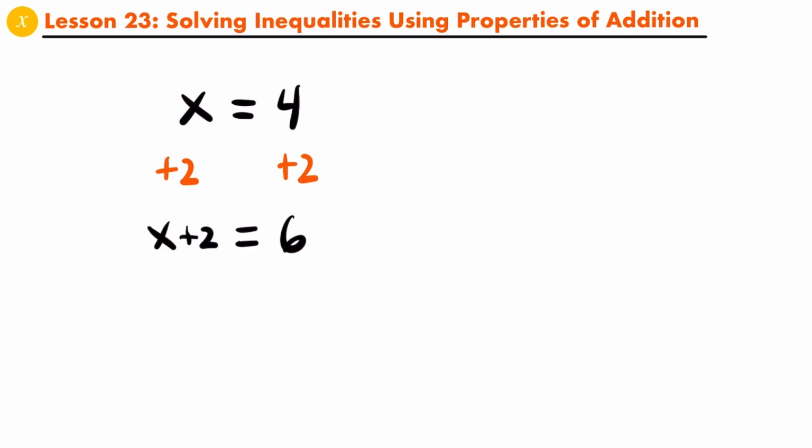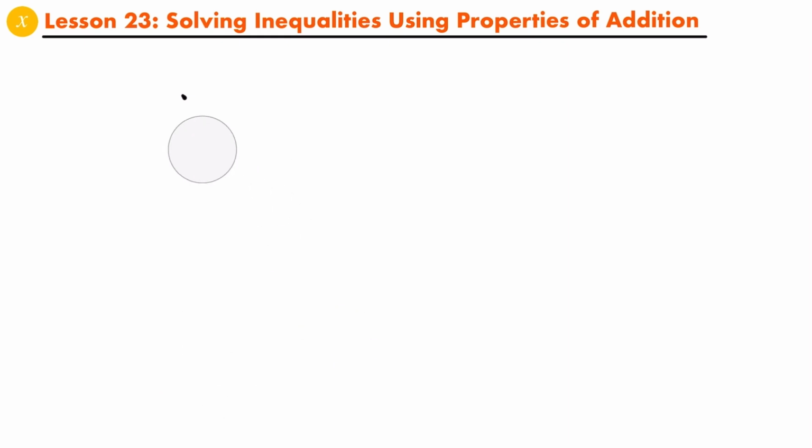Okay, if you plug 4 in for x here, the equation is still true. 4 plus 2 equals 6 is a true statement because 4 plus 2 is 6. So we have 6 equals 6, which is true. Okay, that was the addition property of equations, but now we're going to look at the addition property for inequalities.